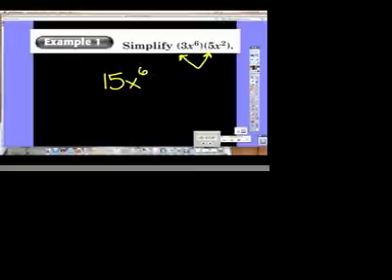Alright, let's do this one again. I don't see any powers to a power, so let's just break it down and get organized. So that's negative 4 times 3, so that would be negative 12. Alright, we've got an a to the 3rd power and an a to the 2nd power. Now it's not a power to a power, so we add those exponents.